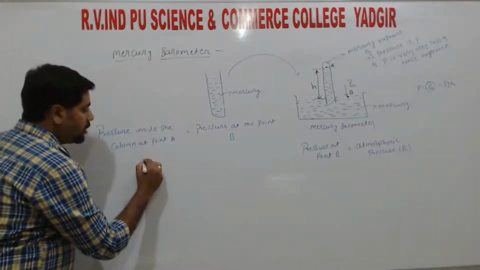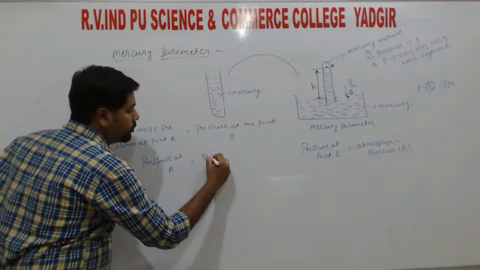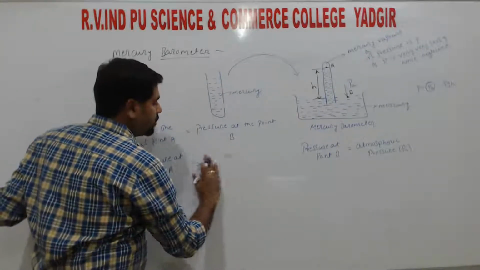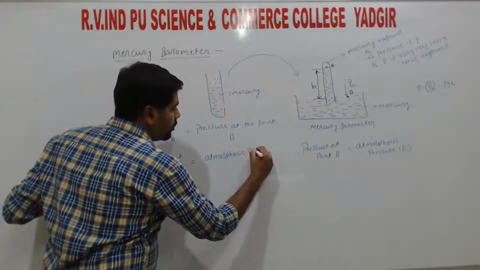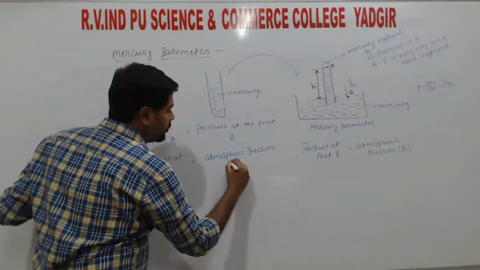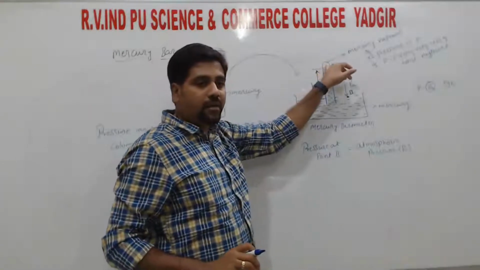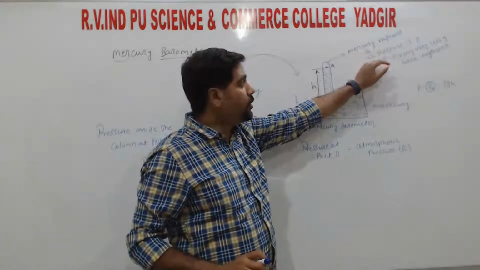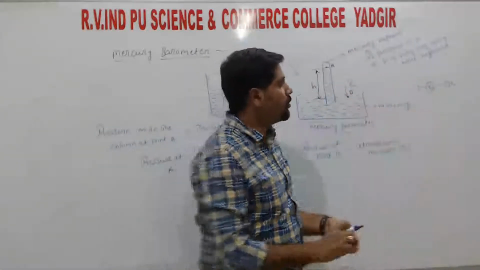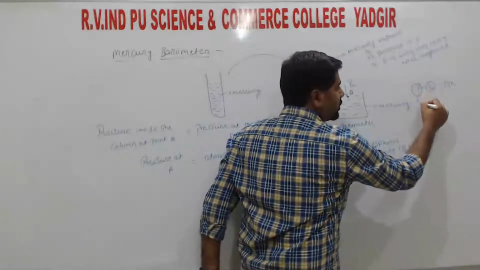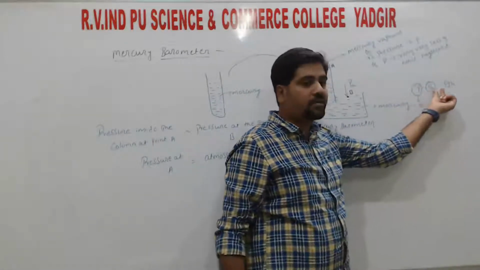So hence we directly write pressure at A is equal to the atmospheric pressure PA, right? Above this point A there are mercury vapors, whose pressure P is very less. So we neglected it, which means that value is equal to 0. So this pressure value becomes 0. Hence PA is equal to rho g h.